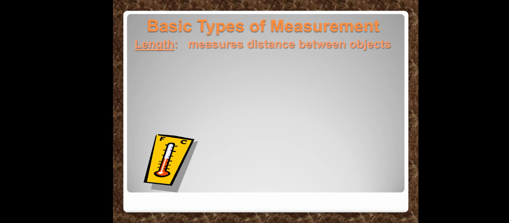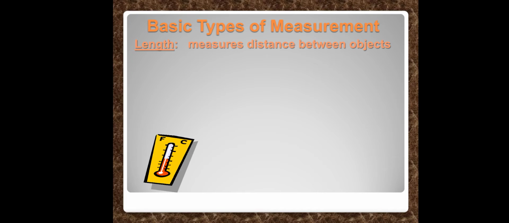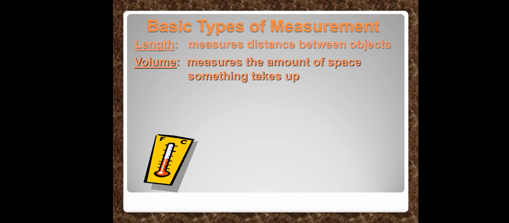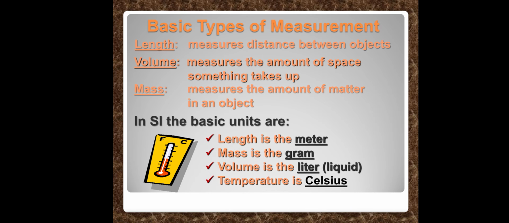Length, volume. Length measures distance between objects. Volume measures the amount of space something takes up. Mass measures the amount of matter in an object. In SI, the basic units are: length is the meter, mass is the gram, volume is the liter for liquid, temperature is Celsius.